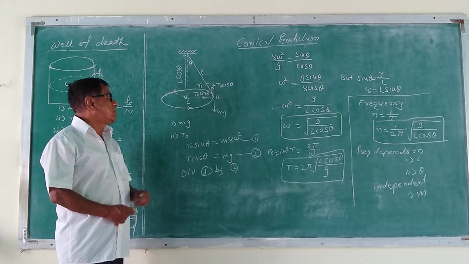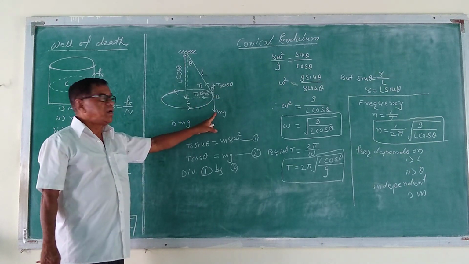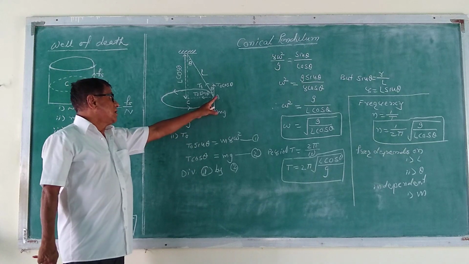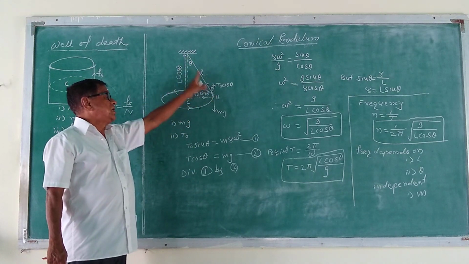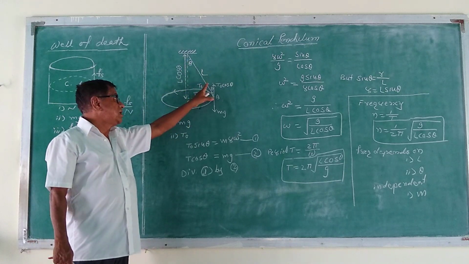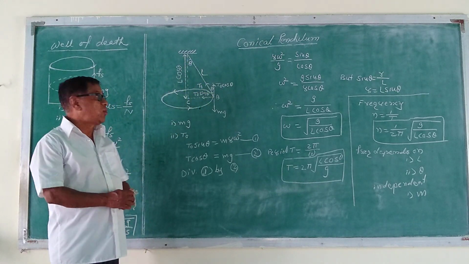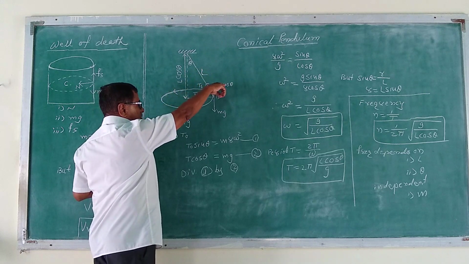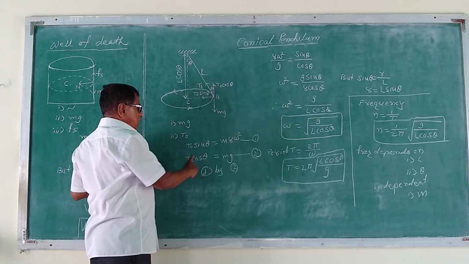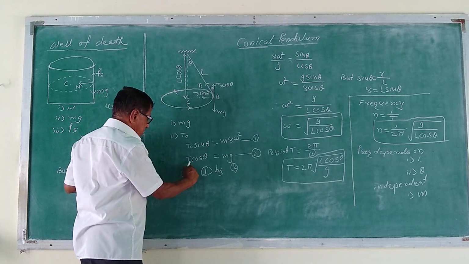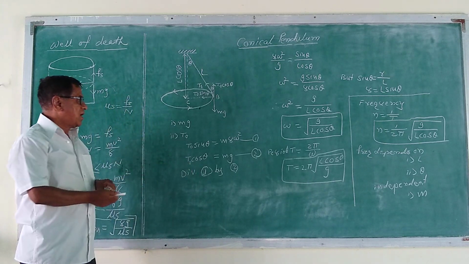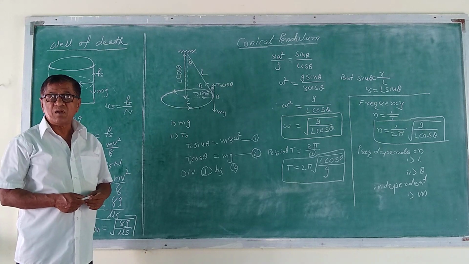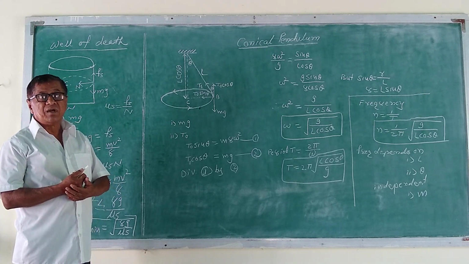The forces acting on this conical pendulum are: number 1, the weight mg, which always acts in the downward direction. Second, the tension T0 along the string, in the upward direction. The tension T0 has two components, T0 cos theta and T0 sin theta. T0 cos theta gets balanced by the weight mg, so T0 cos theta is equal to mg, equation number 2. And T0 sin theta acts as the centripetal force, balanced by the centrifugal force.